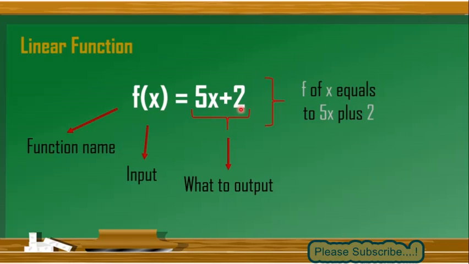If we're going to read this function, it is f of x equals 5x plus 2. That is how to read a linear function. Again, f of x is equal to 5x plus 2. That is how to read the linear function.